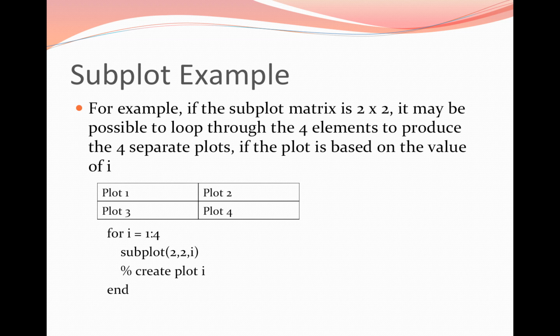So the first two arguments are always specifying the dimensions of the subplot, in this case a 2 by 2 matrix. And the third argument refers to the part of the subplot. So in this case, i would first have the value 1, and we were talking about plot 1. Second time through the action of the loop, i would have the value 2, and we would be talking about plot 2, and so forth. And then after referring to each individual plot, what you would do is create that particular plot in the for loop.